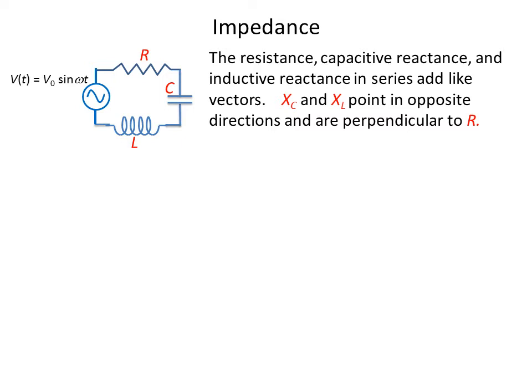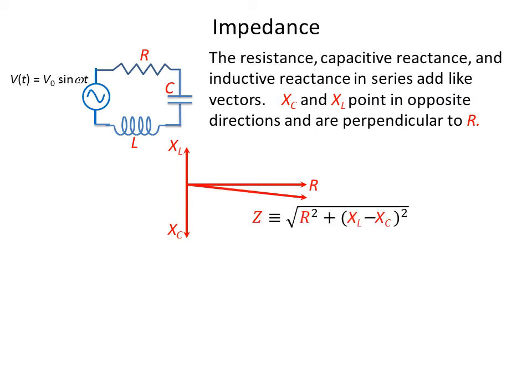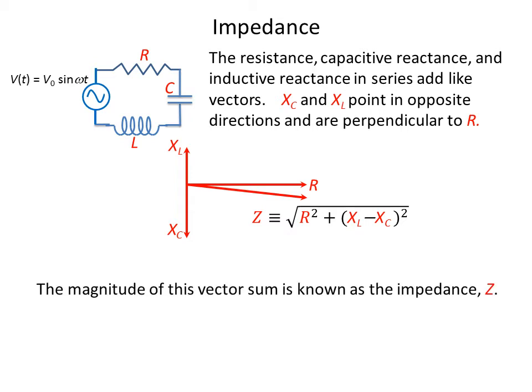You note that XC and XL point in opposite directions and are perpendicular to R, or in our picture we have an XL pointing up, an XC pointing down, and an R pointing to the right. So that we have a resulting vector which has a length that is equal to the square root of R squared plus XL minus XC quantity squared. The magnitude of that vector is known as the impedance, Z.